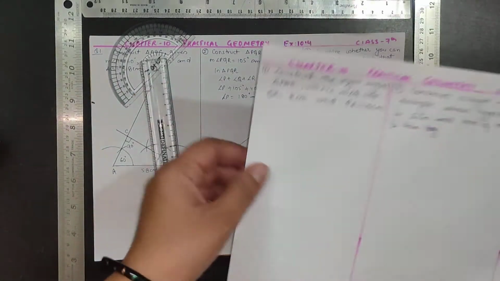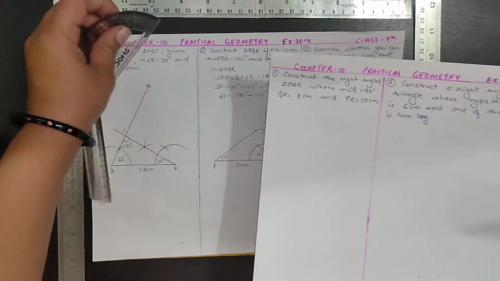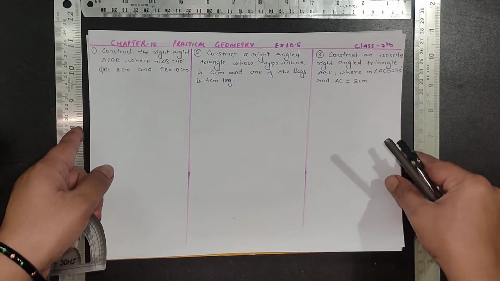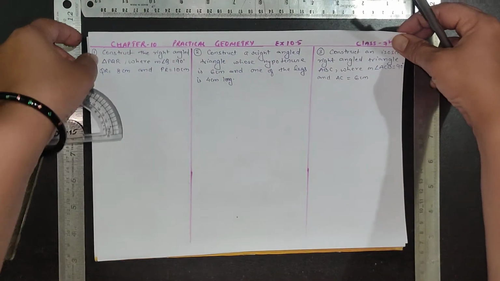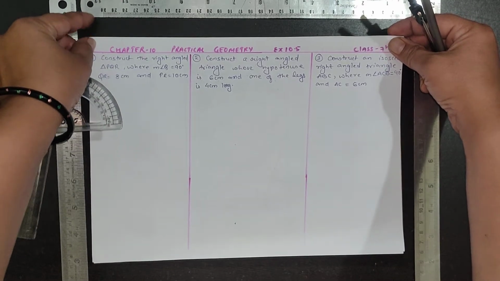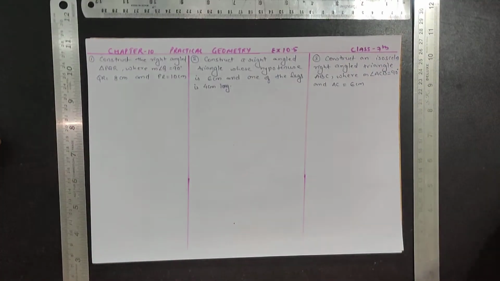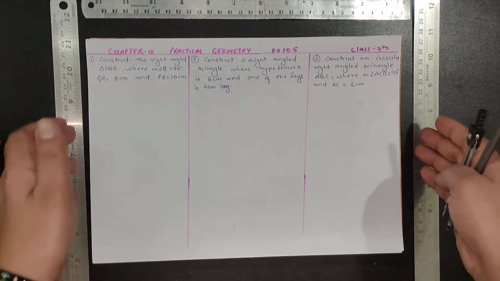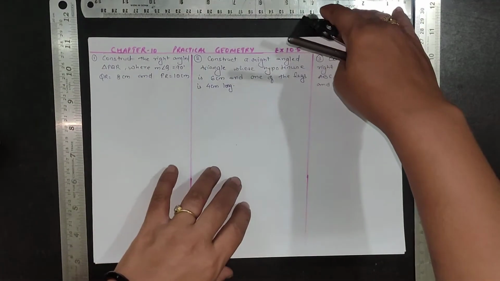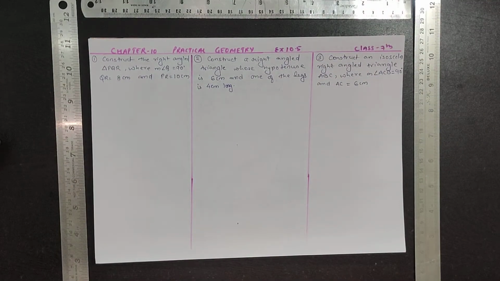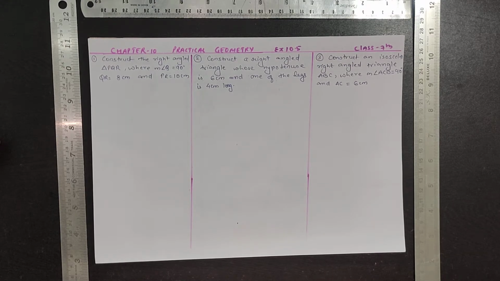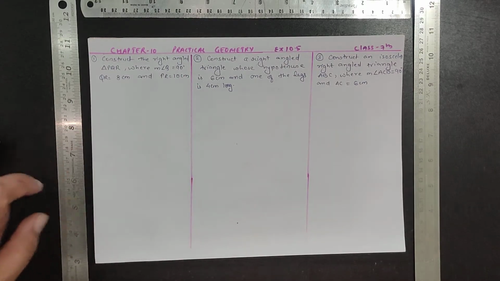Then the last exercise of this chapter is 10.5. Here we need to draw again. Three questions. Let's see the different kind of triangle we will get here. So here you have to construct a right angle triangle PQR where angle Q is equal to 90 degree, QR is given and PR is given.